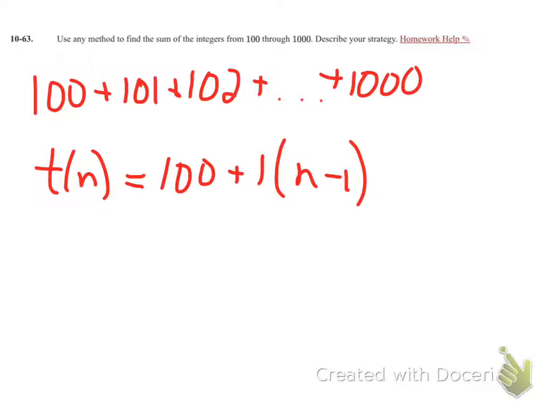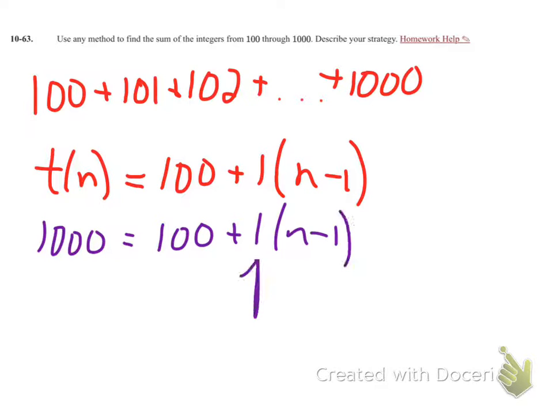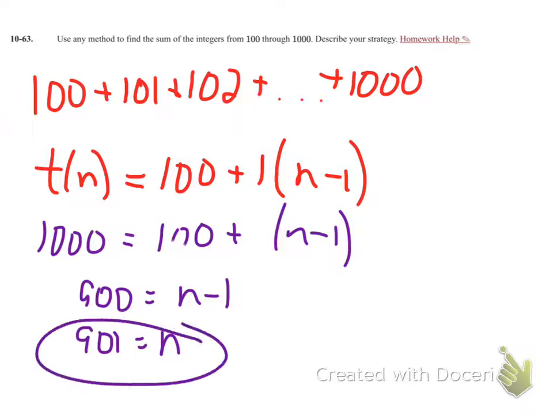To figure out the number of terms, at first glance, some people might go and say, there's 900 terms here. Not so fast. So I put a 1,000 over here equals 100 plus 1 times n minus 1. By the way, I don't need a 1 outside of there because 1 times n minus 1 is just n minus 1. So now I'm going to move the 100 over, and I'm going to end up getting 900 equals n minus 1. So n is actually 901. So I have 901 terms.